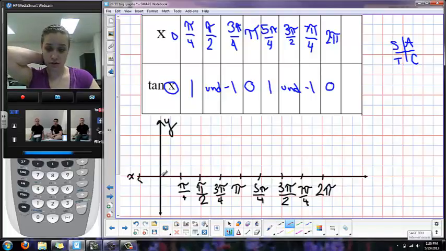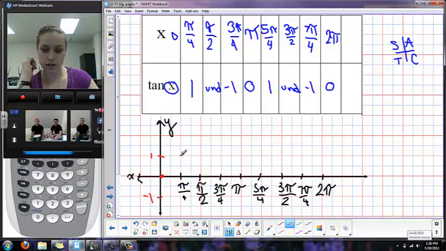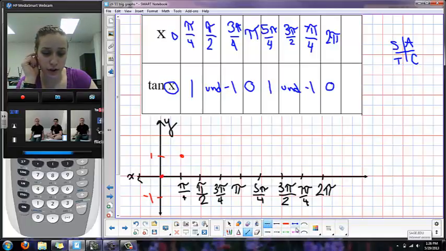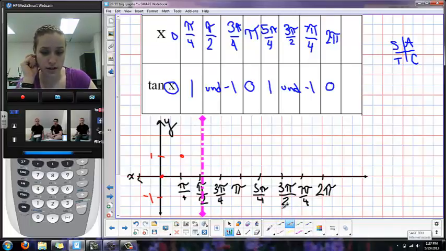So at 0, tangent is equal to 0. Pi over 4, tangent is equal to 1. We'll make that there, and we'll make this here. Tangent is equal to 1 right here. And at pi over 2, tangent's undefined. So whenever it's undefined, I'm going to draw this vertical line. It's called an asymptote, and it means that tangent is never going to touch that line right there. Okay, now let's just keep going.